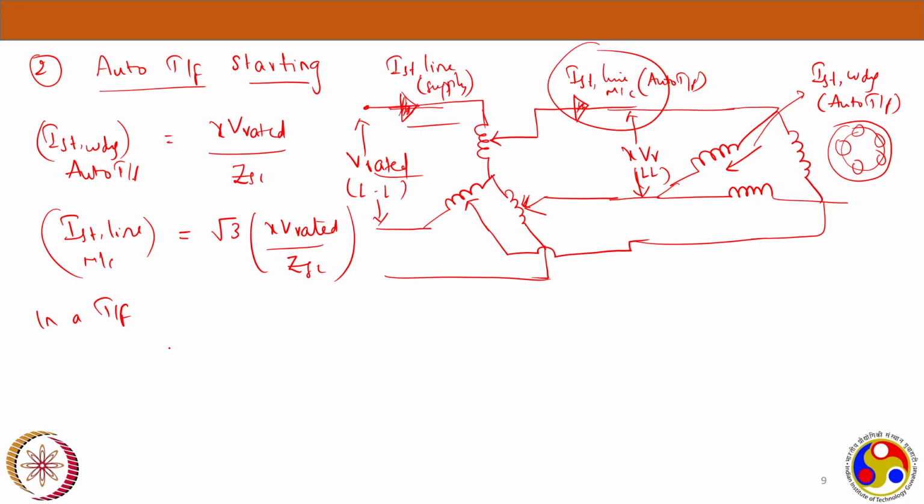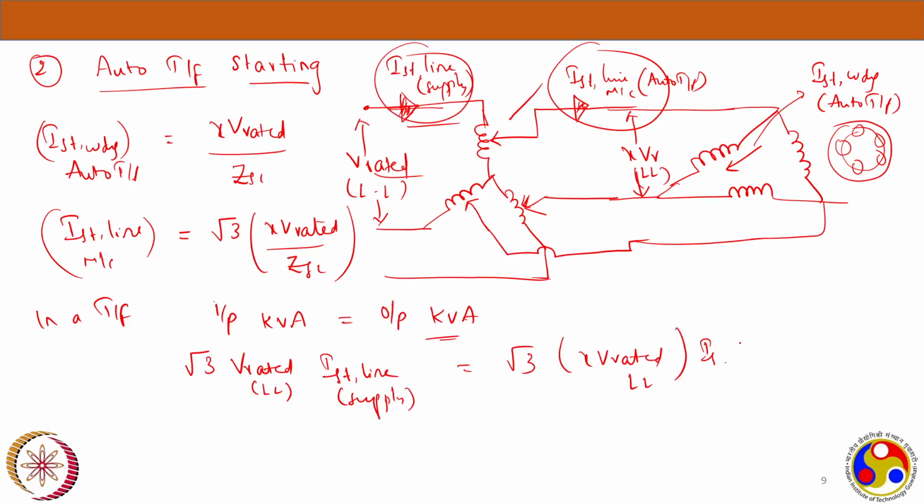This is equal to the output kVA on this side. So this is root 3 times the voltage, which is x times the rated kV, line to line, and the current would be the line current drawn by the machine. That is the auto transformer.